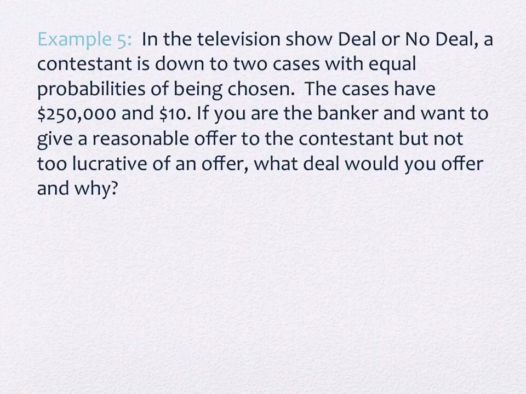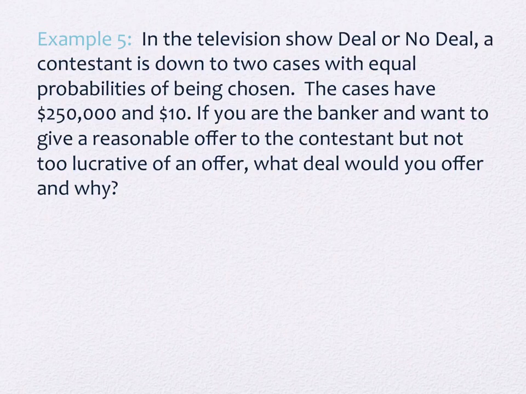In the television show Deal or No Deal, a contestant is down to 2 cases with equal probabilities of being chosen. The cases have $250,000 and $10 in them. If you're the banker and you want to give a reasonable offer to the contestant, but not too lucrative of an offer, what kind of deal would you offer and why? So, you know, the little banker that you can't see, you only see the profile or whatever's going on with the screen, yeah? You're that guy or that girl, and you're making that decision. And the decision is being made with probabilities. I mean, that's how the decision's made.